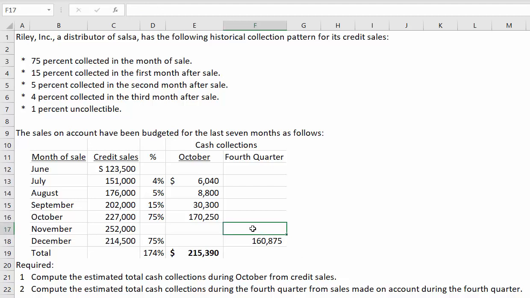In the month of November, I'm just going to do it this way. 252,000 times 75% collected in the same month, and I'll just use the 75 that appeared there just so I don't have to type it in, will be collected in the current month, plus we're going to collect 15%, right, the second month, times that amount. All right, so for the month of November, we're going to collect a different amount as well.